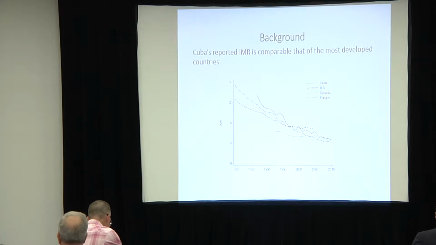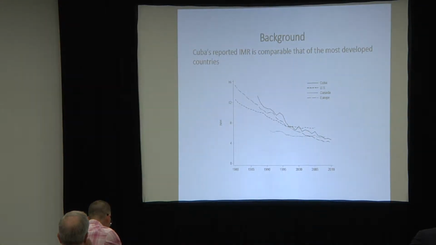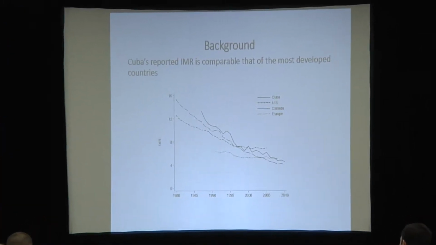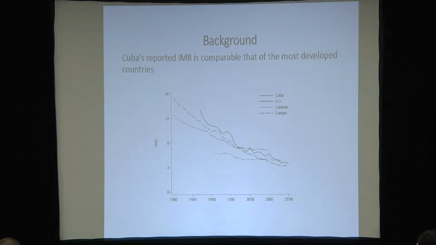And these claims, when you look at this graph, for example, you can see that they're based on facts. Again, I'm talking about the reported rate. So in this graph, for example, you have Cuba's infant mortality rate at par with that of the U.S., that of Canada, and the European average.